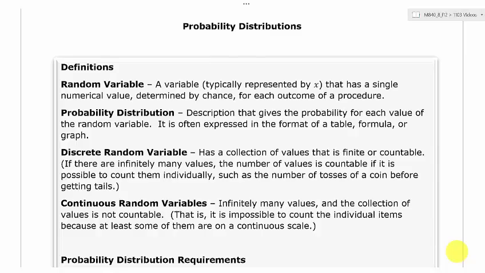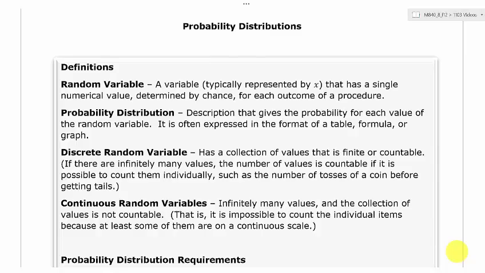The first one, a random variable is a variable typically represented by x that has a single numerical value determined by chance for each outcome of a procedure. A probability distribution is a description that gives the probability for each value of the random variable. It is often expressed in the format of a table, formula, or a graph.